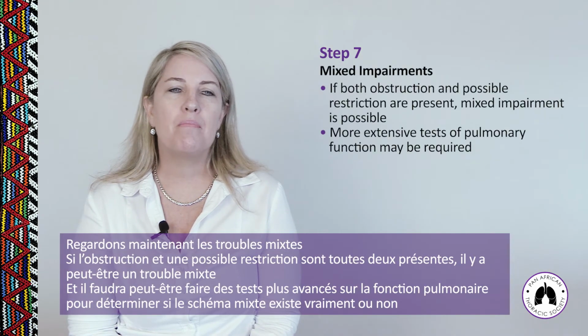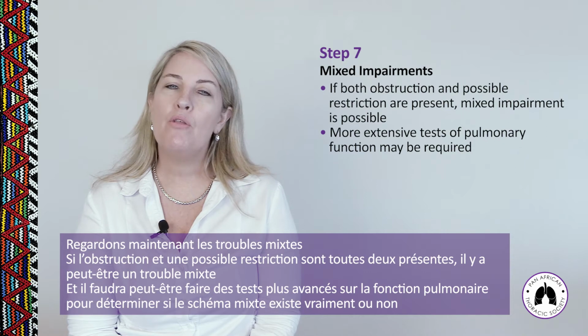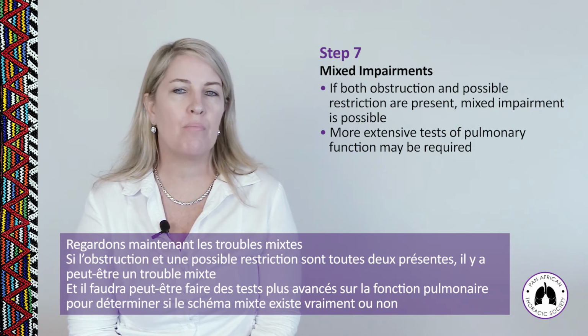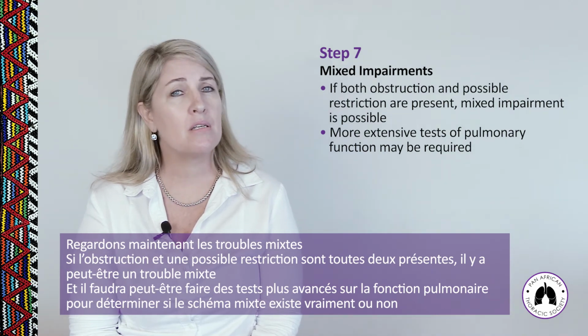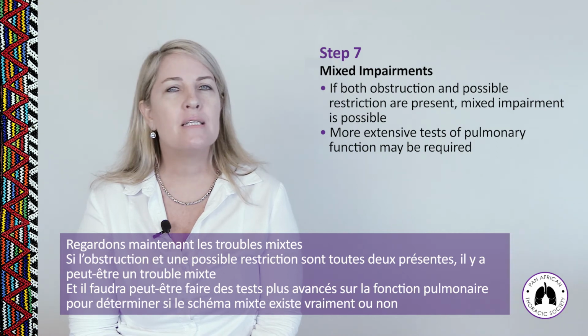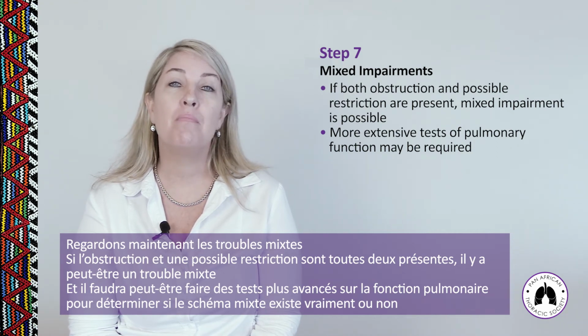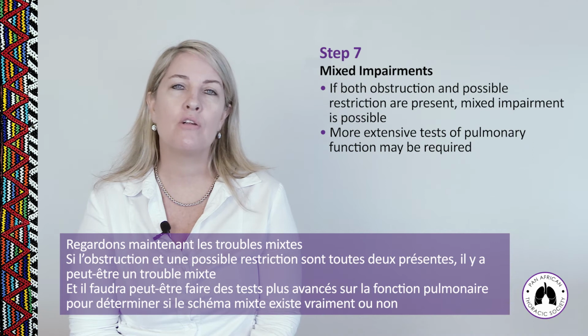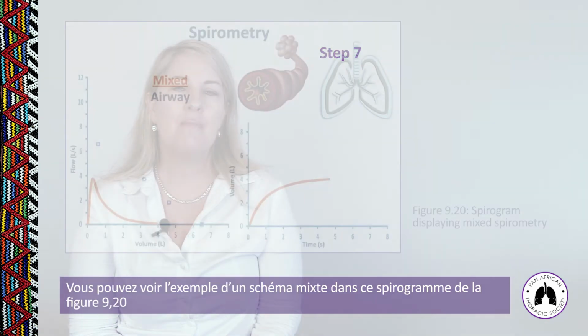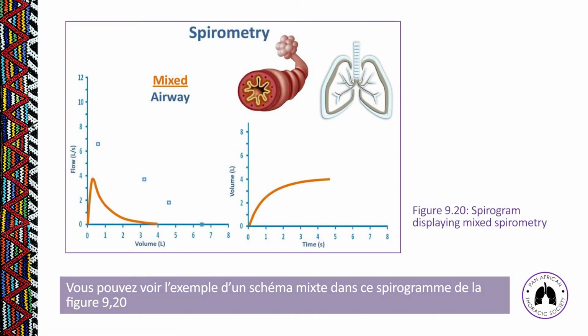Let's go on to look at mixed impairments. So if both obstruction and possible restriction are present, then a mixed impairment is possible. And more extensive tests of pulmonary function may be required to determine whether a true mixed impairment pattern actually exists. You can see an example of a mixed pattern spirogram in figure 9.20.